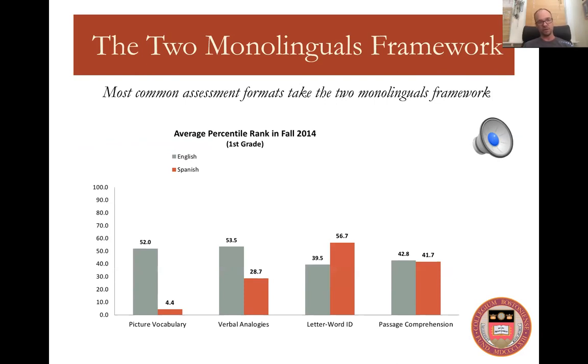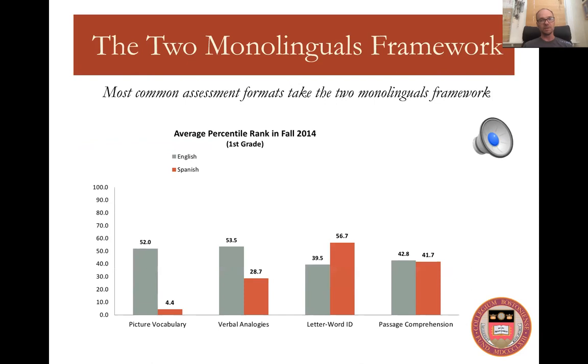On the left-hand side, on the y-axis, there are percentile rankings. This particular student is average in English vocabulary knowledge, but very low in Spanish vocabulary knowledge. There is a similar profile for verbal analogies. However, interestingly, there is a reverse profile in word reading, and similar performance in passage comprehension.